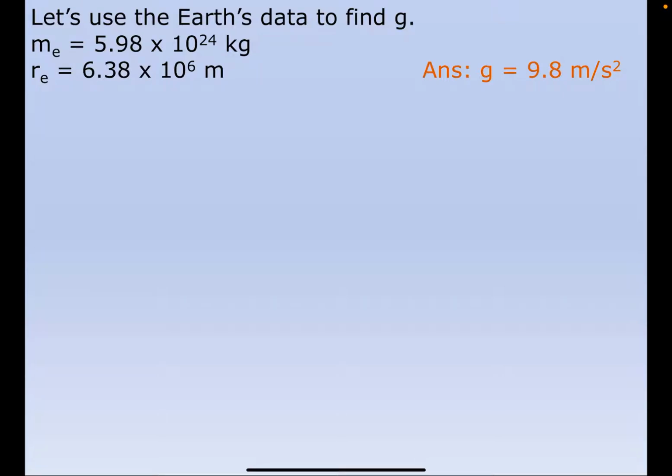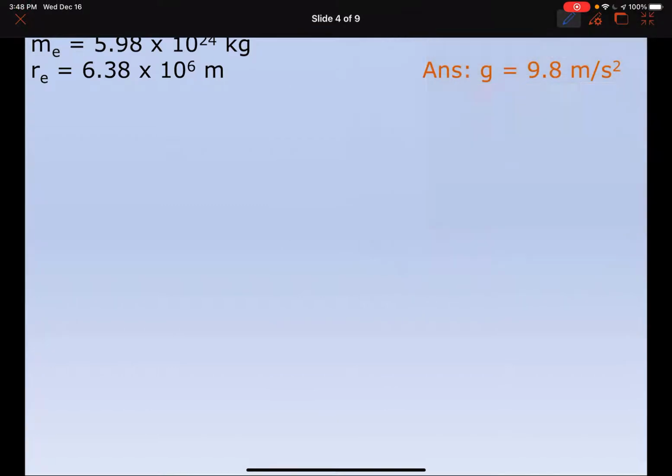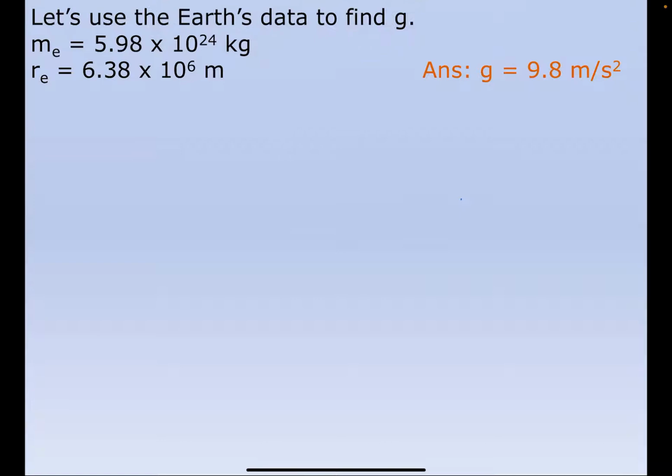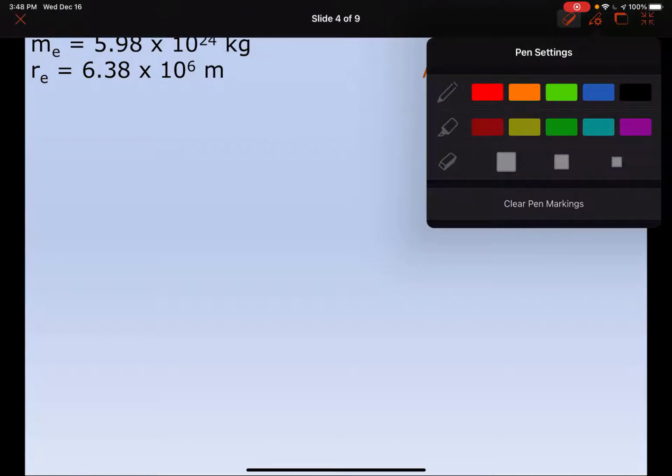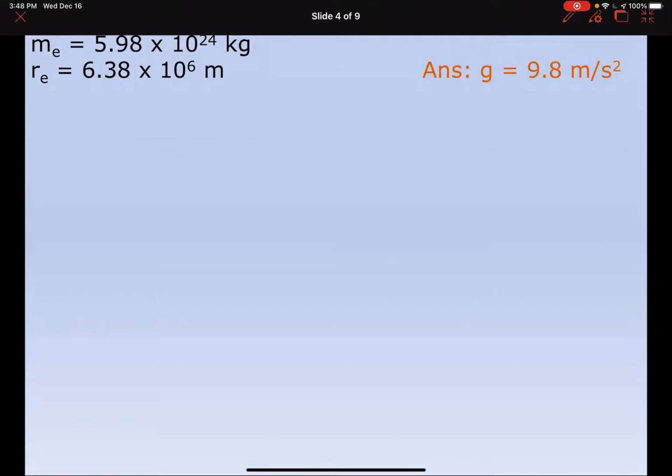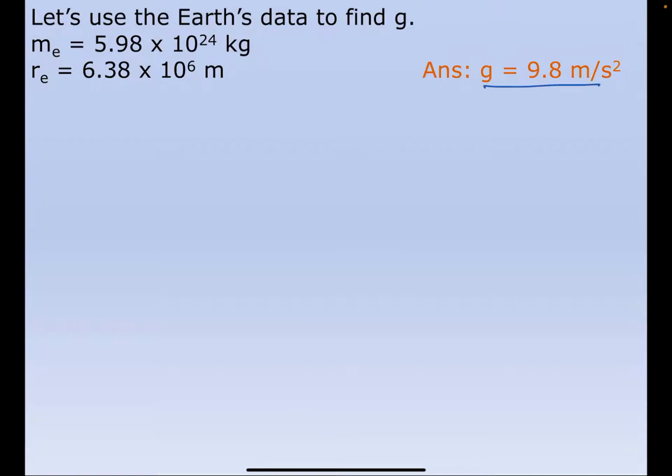In this video, we're going to do a few different examples, but we're going to follow along here to find out what is little g on Earth. And again, if you've been in physics for a while, you of course know little g. Little g is of course this thing, right? g is 9.8 meters per second squared. Here's where it comes from.